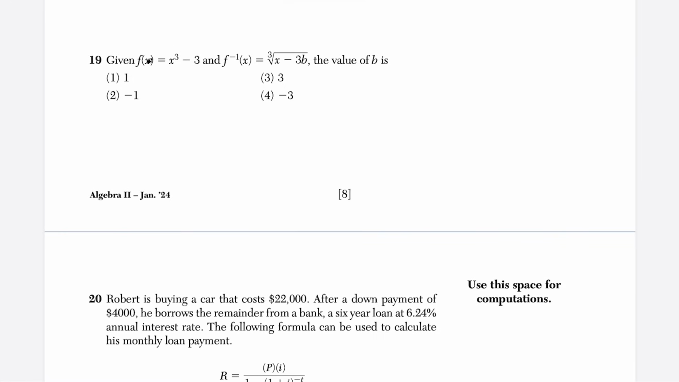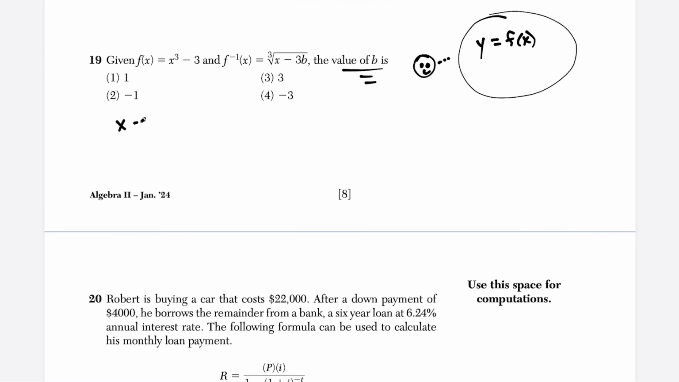Question 19, we have f of x and f inverse of x, and we want to know the value of b. For this one, I go through the process exactly the same as I would for a normal find-the-inverse-function question. Just know y equals f of x. When you want to find the inverse function, you switch the x's and the y's, and then solve for y. So I imagine this as y equals, and then I say x equals y to the third, minus 3. Now I'm just solving for y.